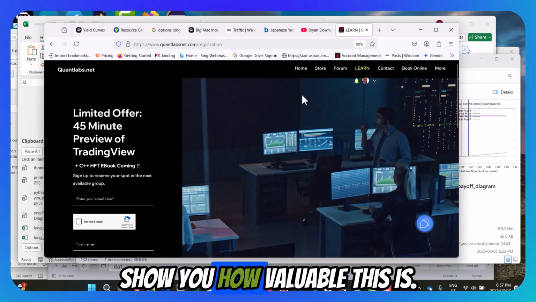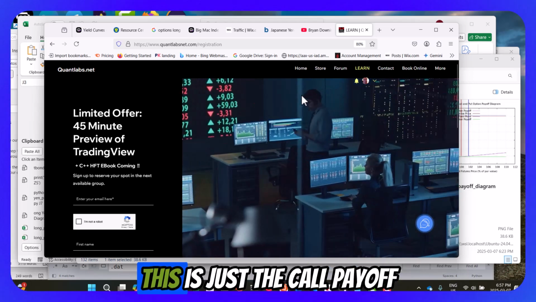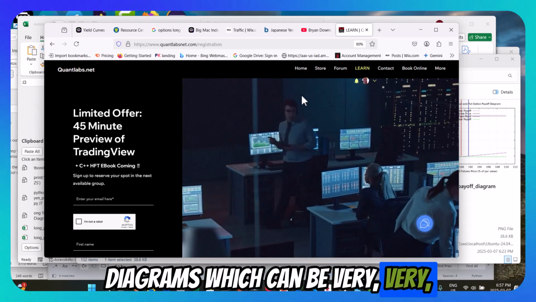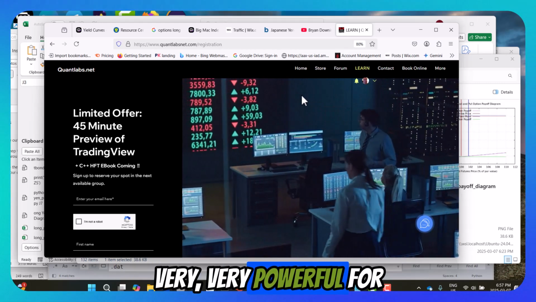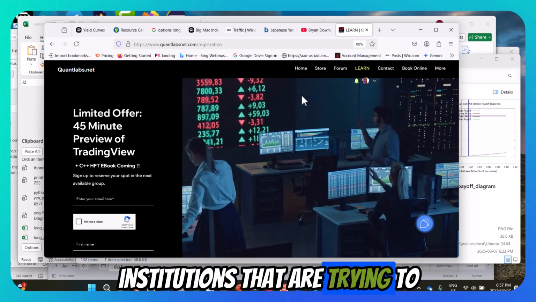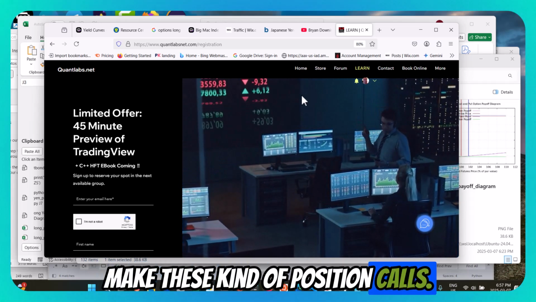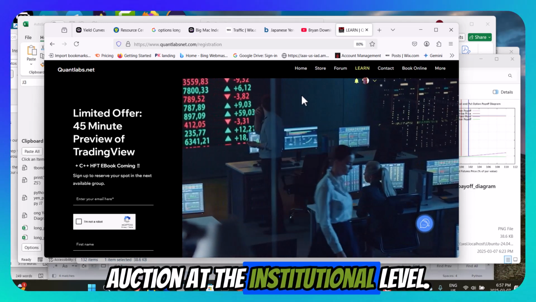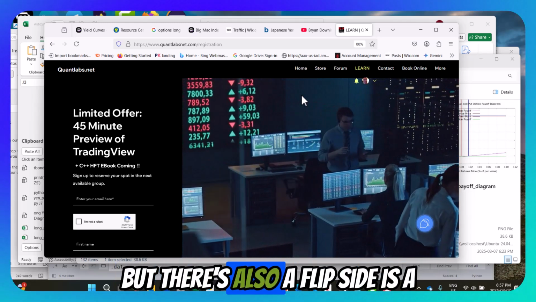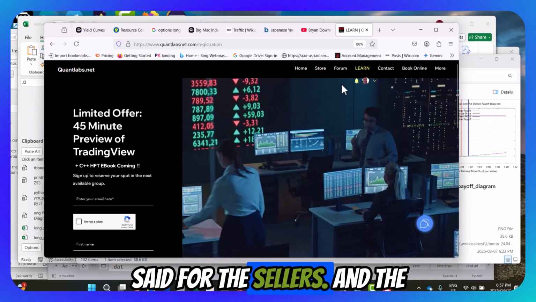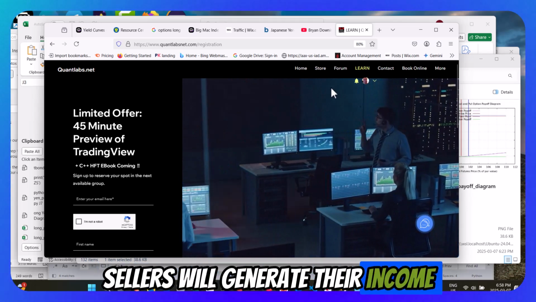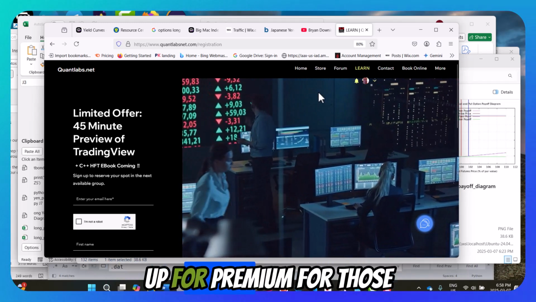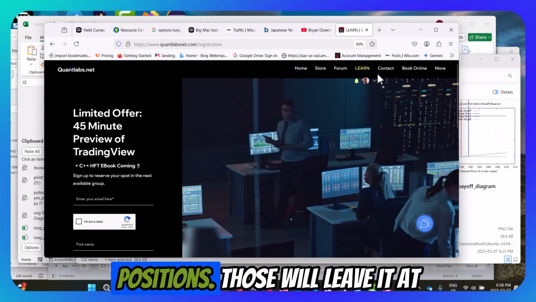But I just want to show you how valuable this is. This is just the call payoff diagrams, which can be very, very powerful for institutions that are trying to make these kinds of position calls. And that's for the buyers of options at the institutional level. But there's also the flip side, as I said, for the sellers. And the sellers will generate their income from the premium generated from the buyers who are paying out the full premium for those positions.